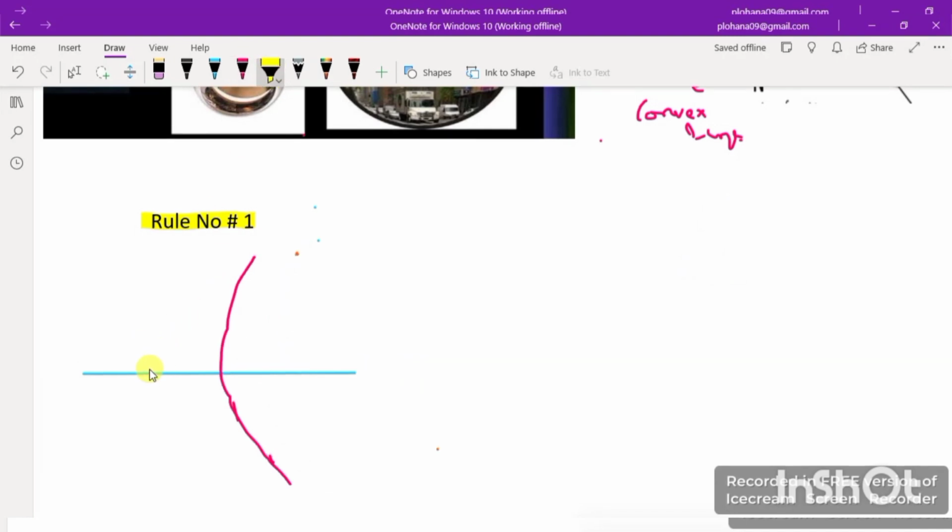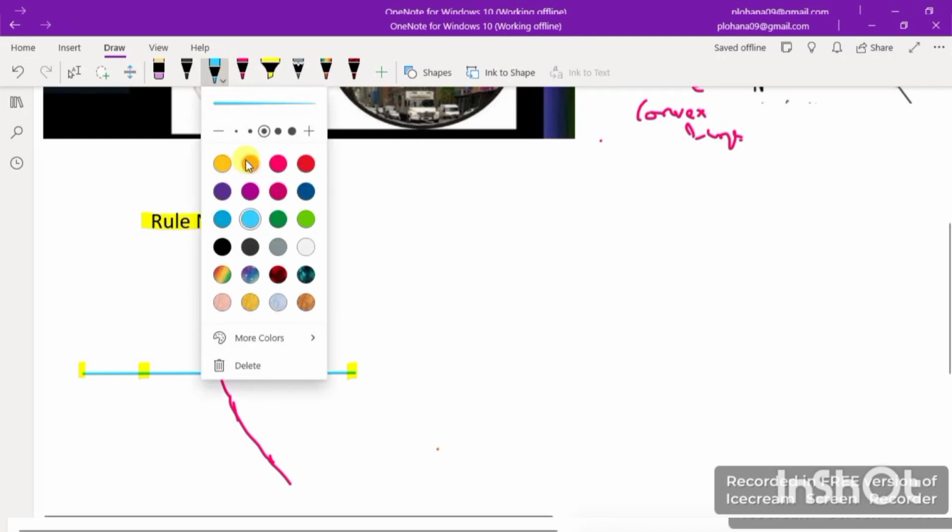Going to plot the points. Okay, so let me mark the points here. This would be C, which is the center of curvature. This would be F, which is the focal point. This would be P. Again, I have to make two here because I'm talking about the convex mirror. So there would be the focal point. Here would be C, which is the center of curvature, right? Now we have studied, as I told you. Wait, let me choose another color.